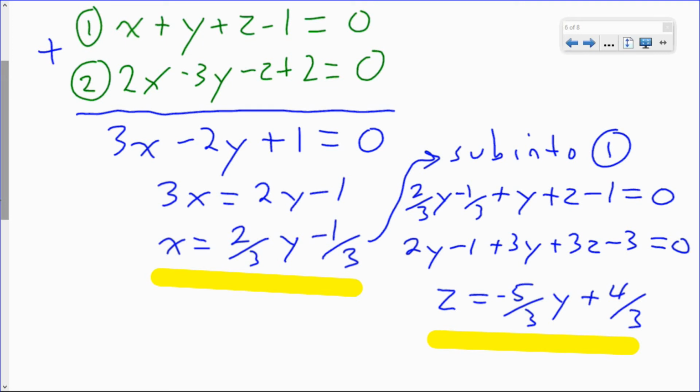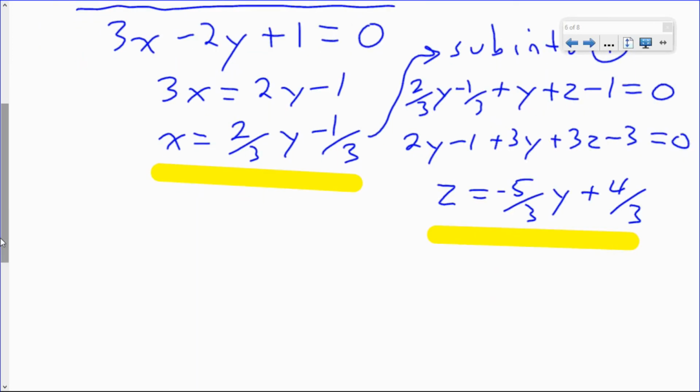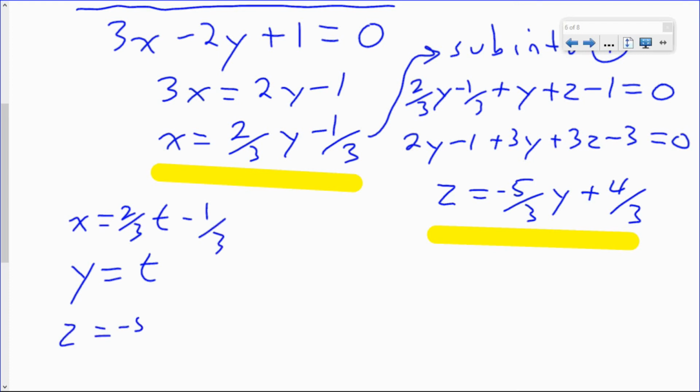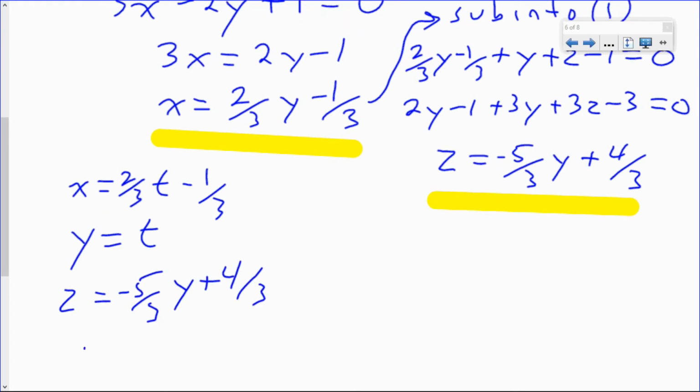Notice again, this is a line. Our intersection here is going to be a line. And one way to write the equation of that line is to say if y can be anything, then y equals t, the parameter. x is 2/3 t minus 1/3, and z is equal to negative 5/3 t plus 4/3. And then, of course, y is t. y can be anything. It's our parameter.